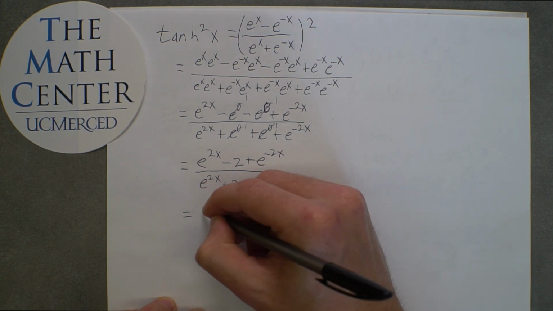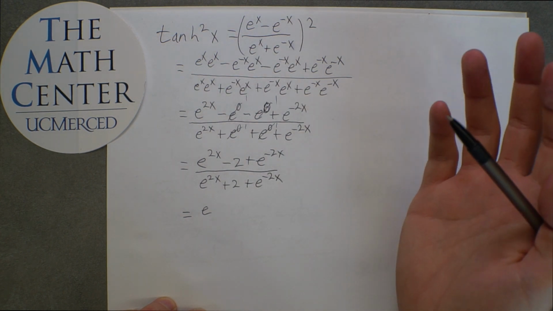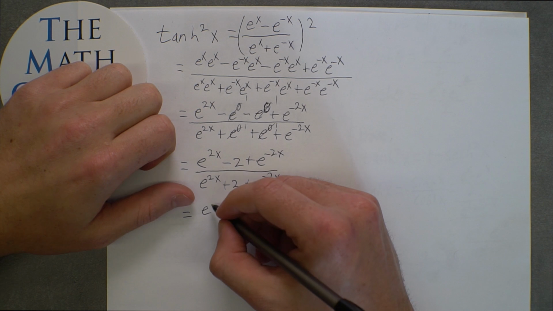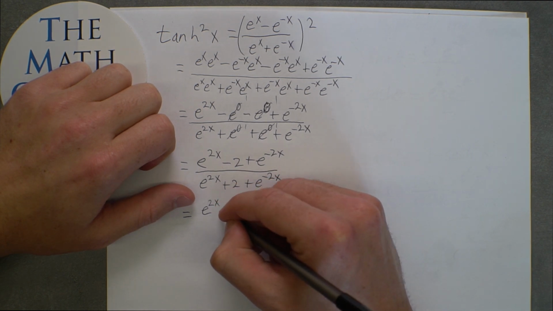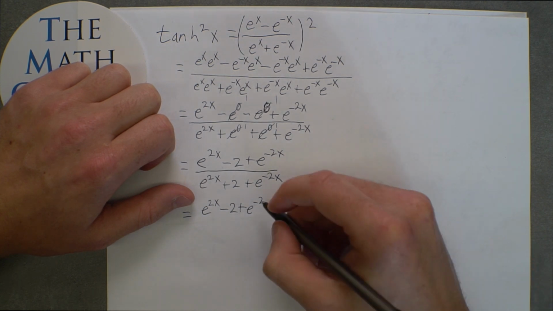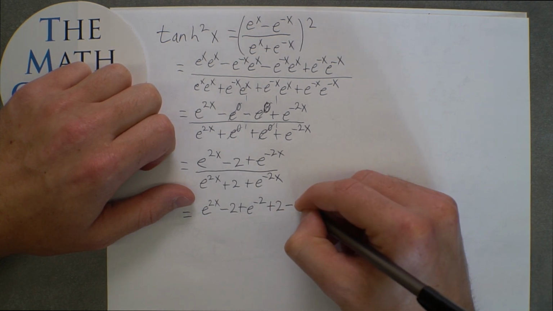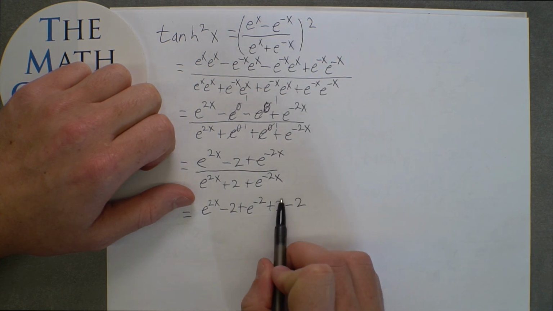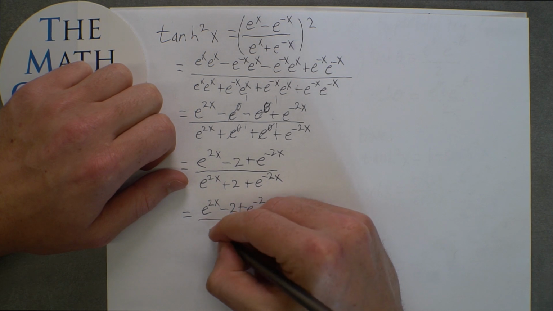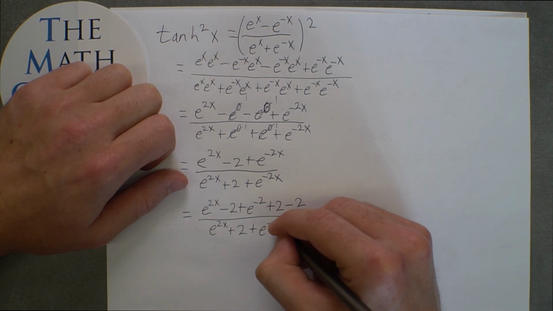So one thing we can do is rewrite it, but pretty much add and subtract a term. So it's pretty much like adding 0. So you get e to 2x minus 2 plus e to negative 2x. And now all I'm going to do is add 2 and subtract 2. So over here, it's like adding 0. It's like we did nothing. And in the denominator, we have e to 2x plus 2 plus e to negative 2x.